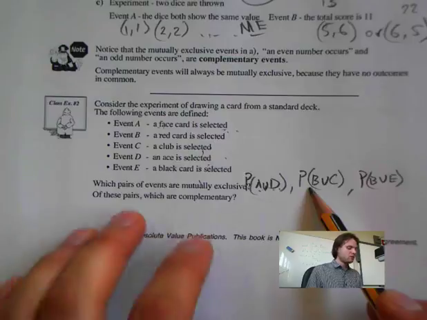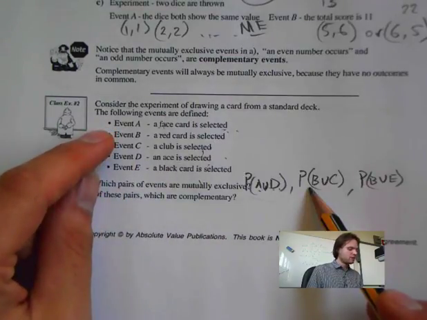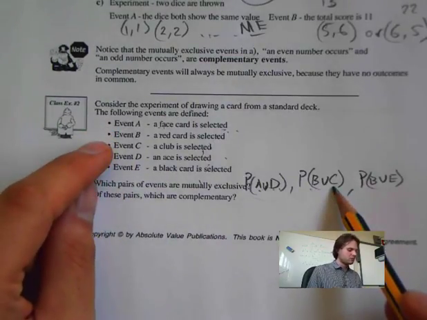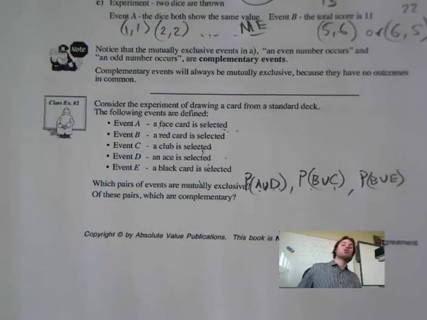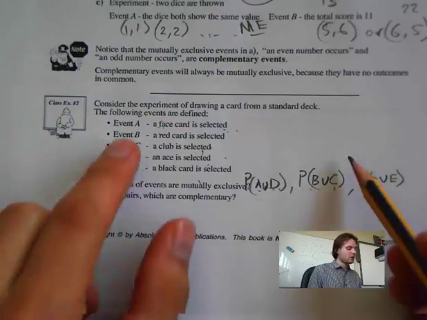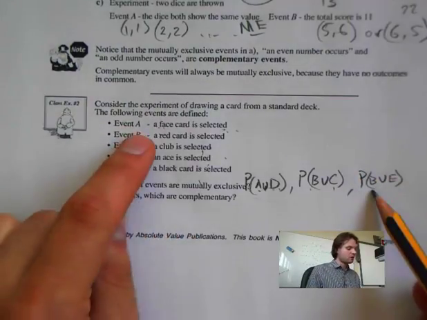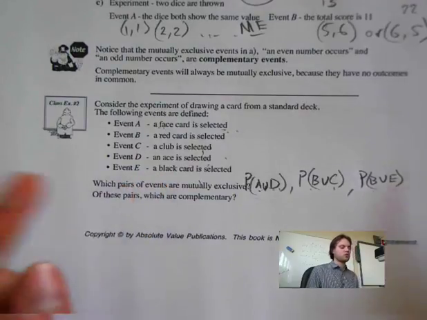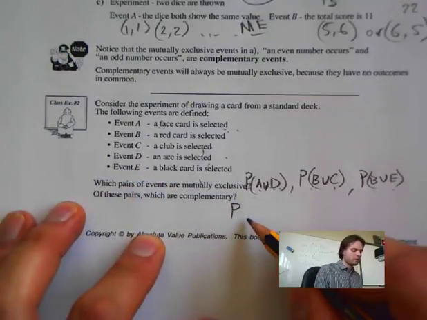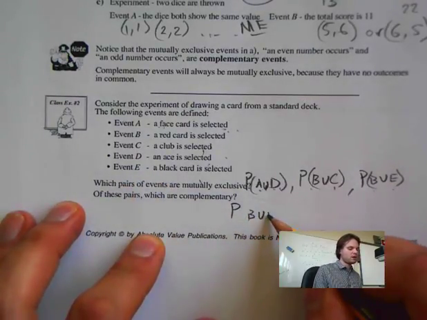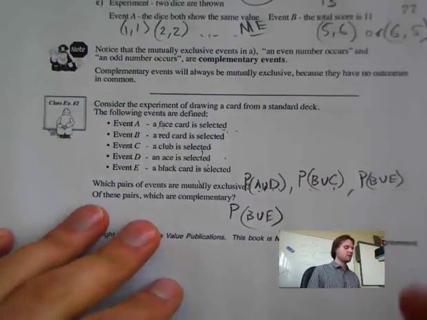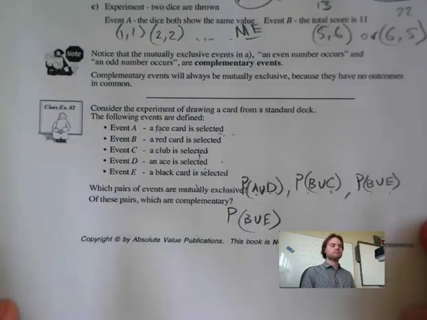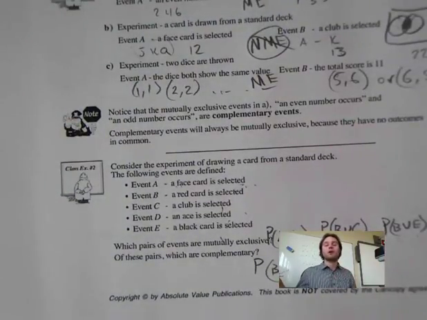If I looked at this one, which one is this? Red cards and clubs. No, that is not complementary as well, because there's still spades, which aren't included between those. Now I look at the last one, red card or black card, those are complementary. So it's the probability of getting a red card or a black card that is complementary. Okay? This is the complementary one. That's it, because everything's either red or black.